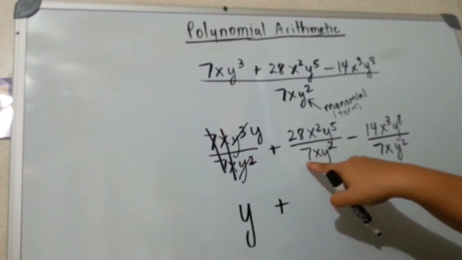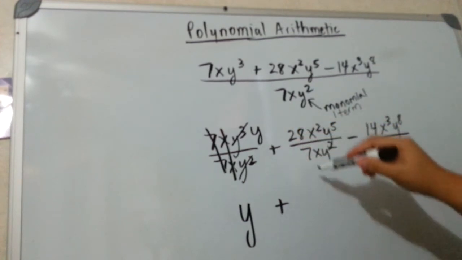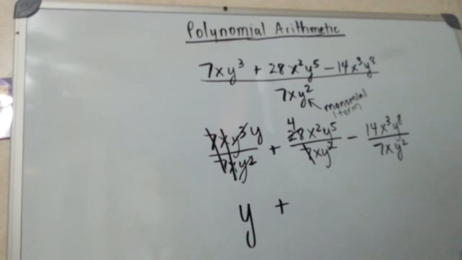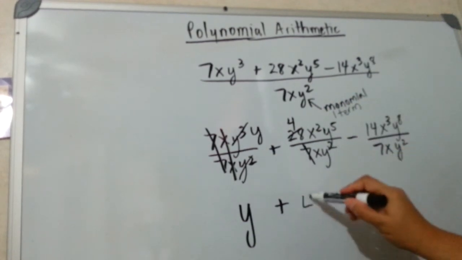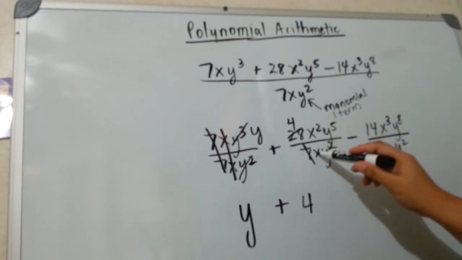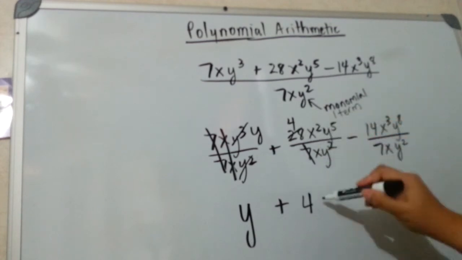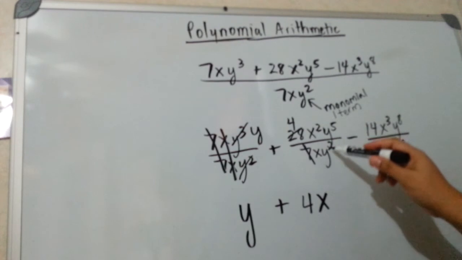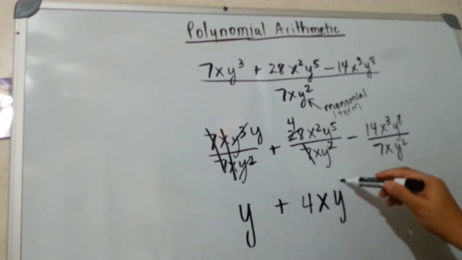Here, 7 goes into itself once and it goes 4 times into 28, right? So you have a 4 left over there. You have 2 x's and 1 x on the bottom, so only one of them is going to cancel. You'll have 1 left over. You have 5 y's and 2 y's, so you'll have 3 y's left over.